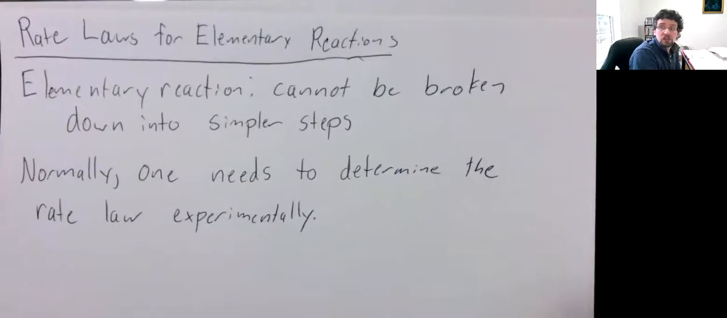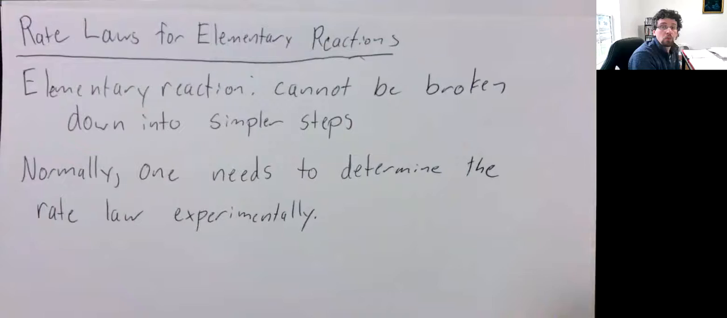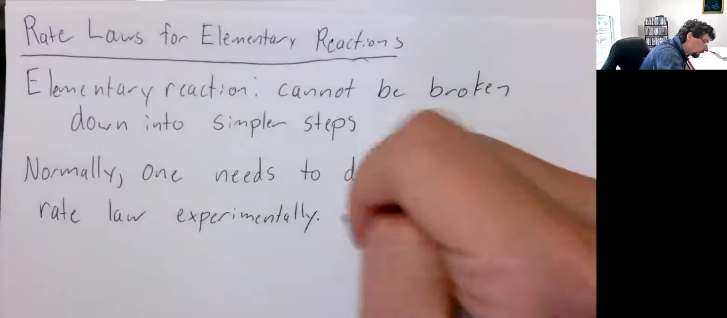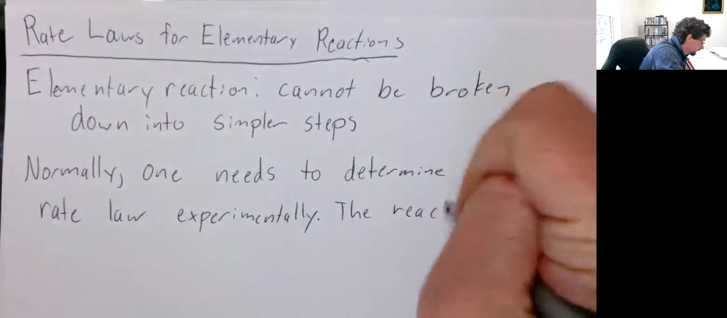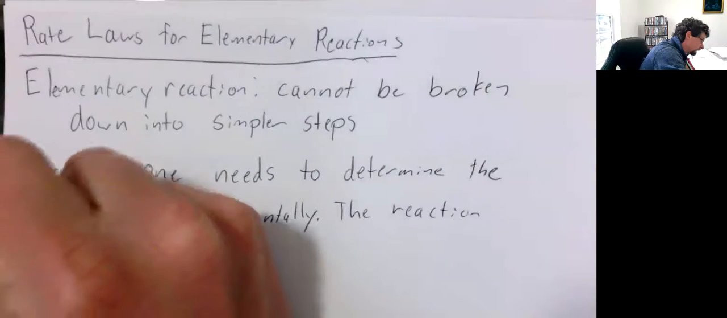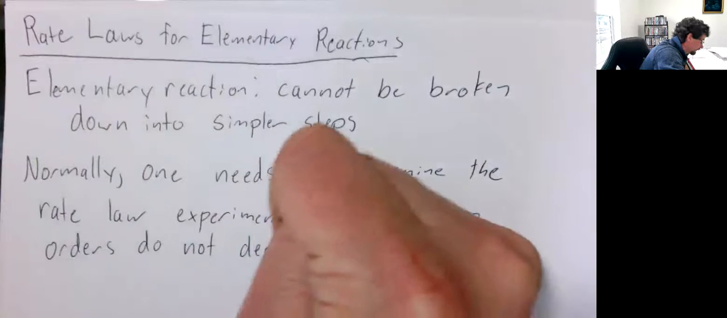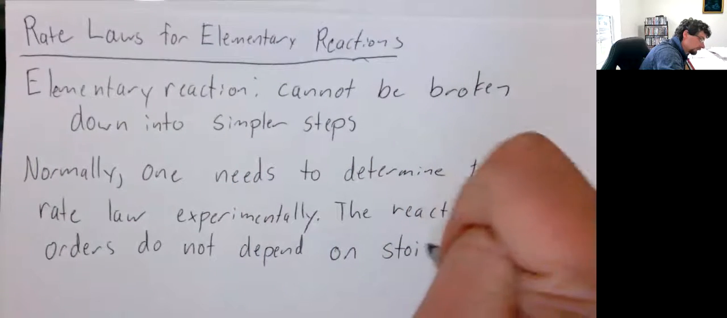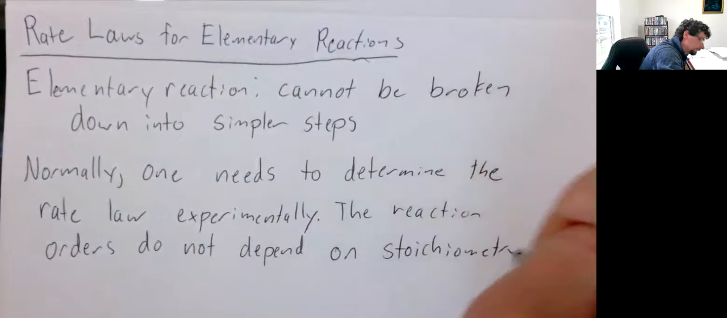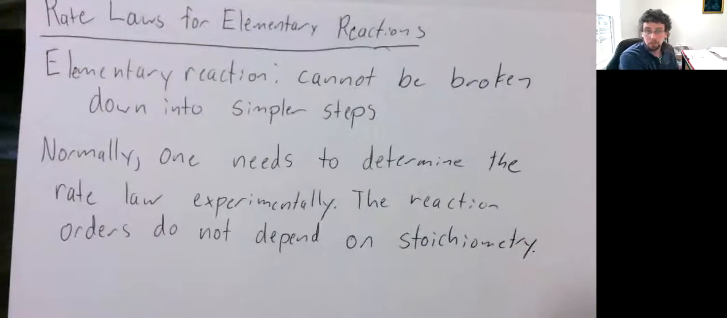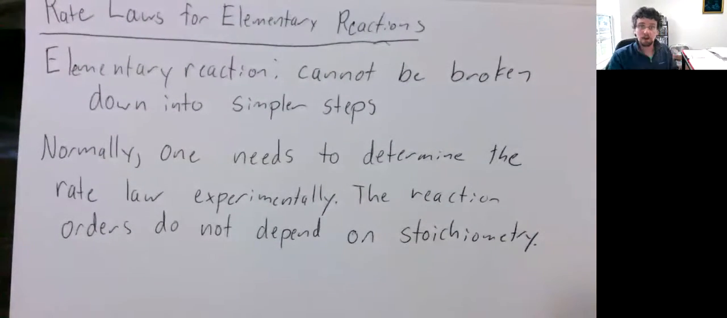Another important point is generally you disregard the stoichiometry when looking at a rate law. The reaction orders do not depend on stoichiometry. So normally, again, to reiterate, big point, you need to determine the rate law experimentally, and the stoichiometric coefficients have no bearing on the orders with respect to that rate law.